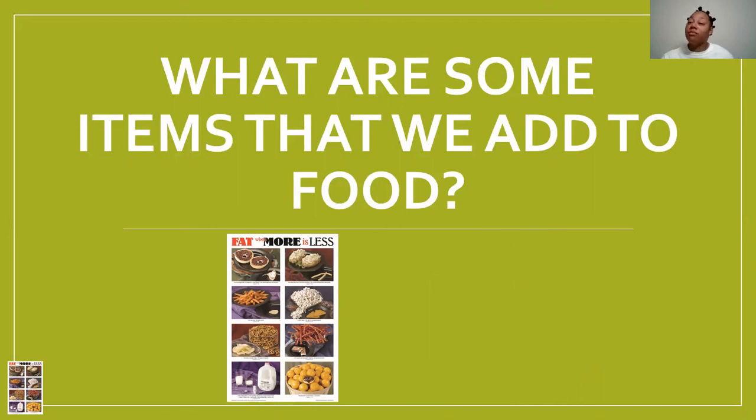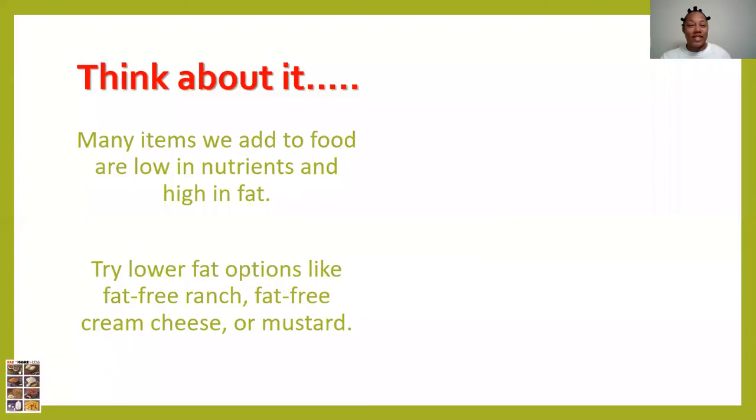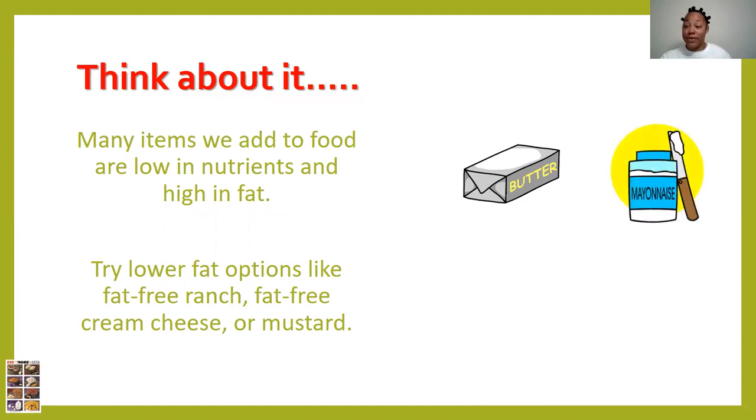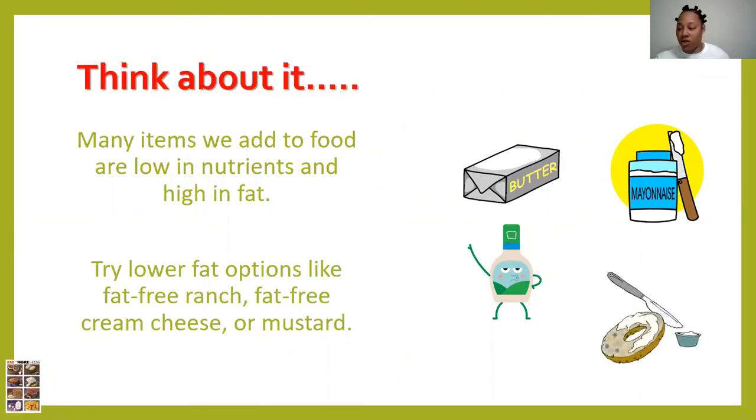Okay, hopefully everybody was able to jot that down. If you were still writing, keep writing, that's fine, because we're going to keep going and go over some. So the question is, what are some items that we add to food? Here are some examples. Butter. I know a lot of people add butter. We add butter to everything, right? Regular mayo, ranch dressing, and of course, cream cheese.